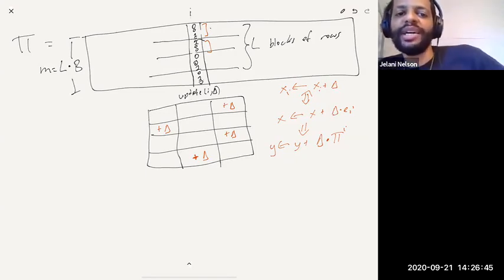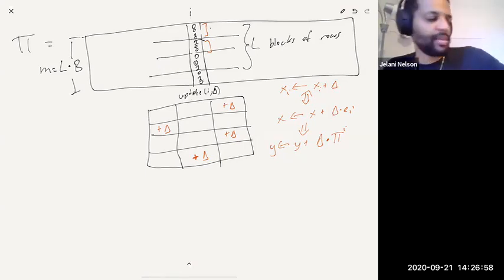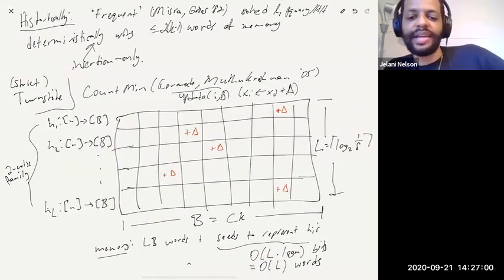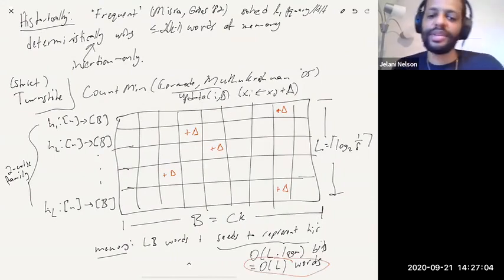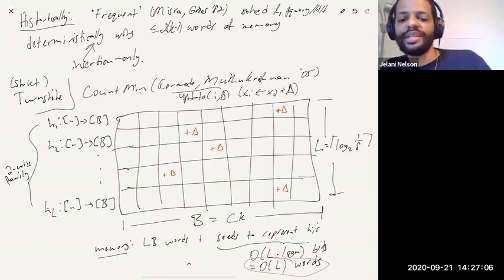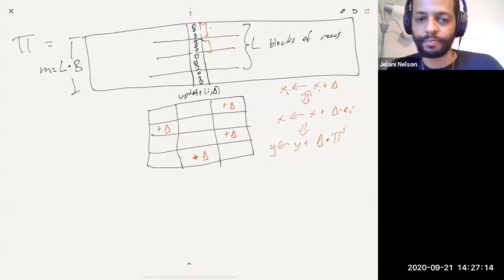The matrix pi is implicitly defined by the hash functions, right? So I don't need to store this huge matrix pi explicitly in memory. I can just recover entries as I need them because of the hash functions. And I already said on the previous whiteboard that to store all the hash functions combined is only O of L words. So I'm storing this giant matrix using only O of L words, and L is like log 1 over delta. So this is what I mean by an implicit representation of these big sketching matrices.